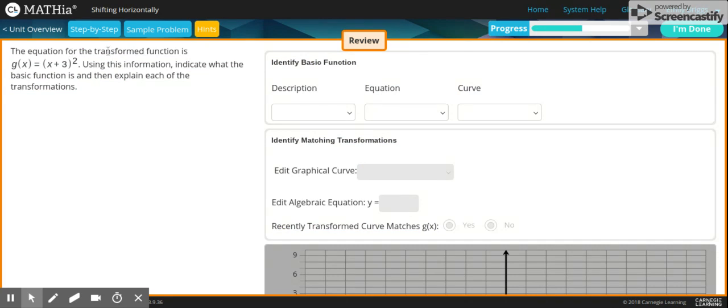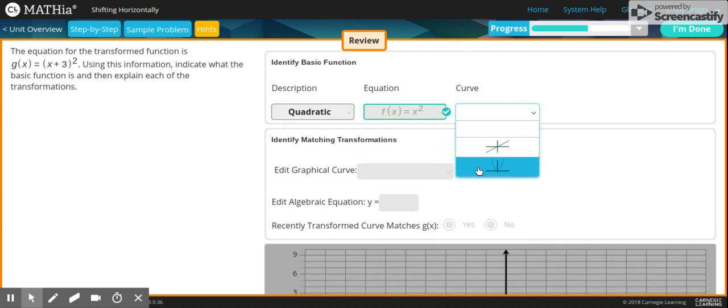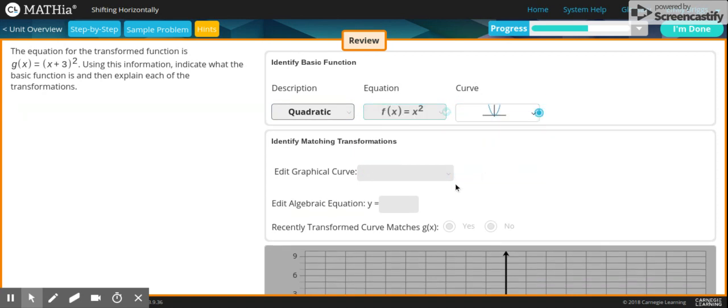So when you look at the equation for the transform function, it is g of x equals (x plus 3) squared. And then using the information from this equation, you have to indicate the basic function. And you can see it has the squares, so we know it's quadratic. And you know your equation is x squared. And then you know that it's curved.